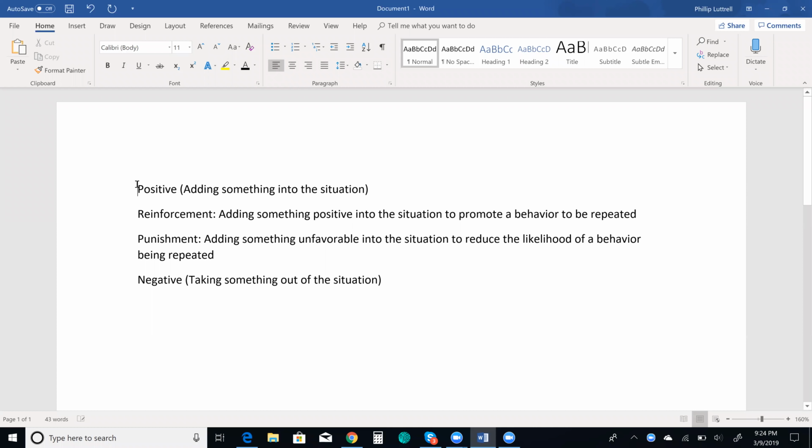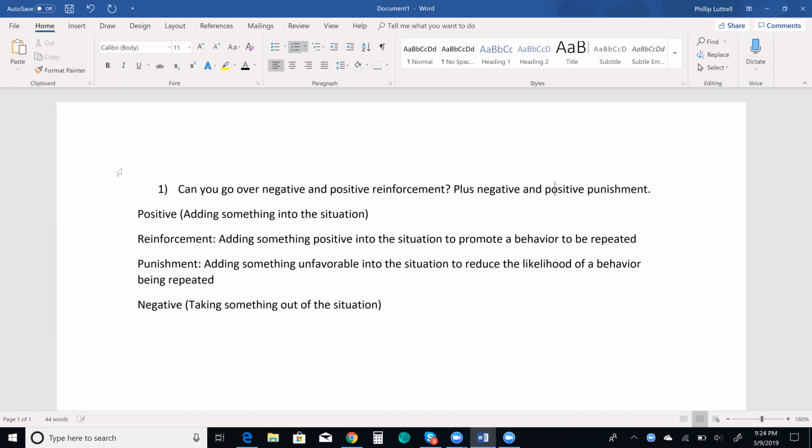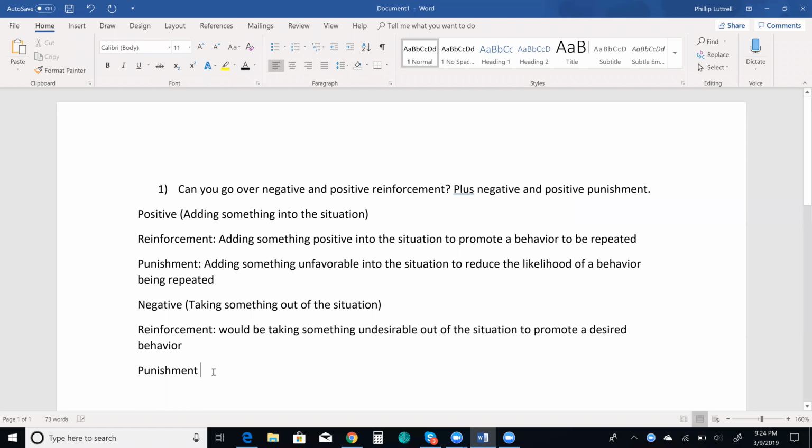So, for semantical purposes, we will say this is a question. All right. And then negative, as I've stated, it's taking something out of the situation. So let's go. Reinforcement, and then punishment. So reinforcement would be taking something undesirable out of the situation to promote a desired behavior. And then punishment would be taking something desirable out of the situation to decrease the behavior from being repeated.